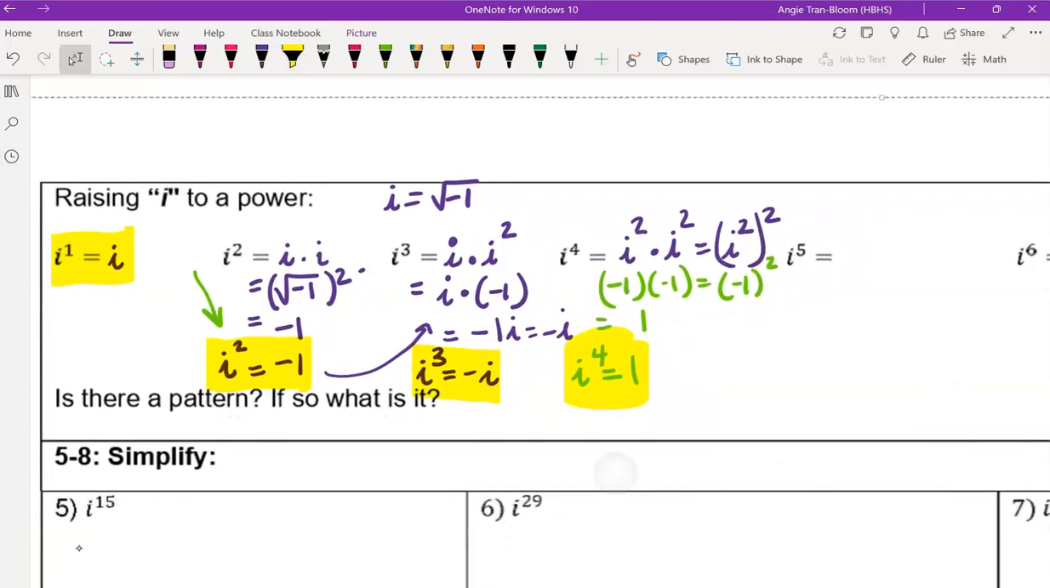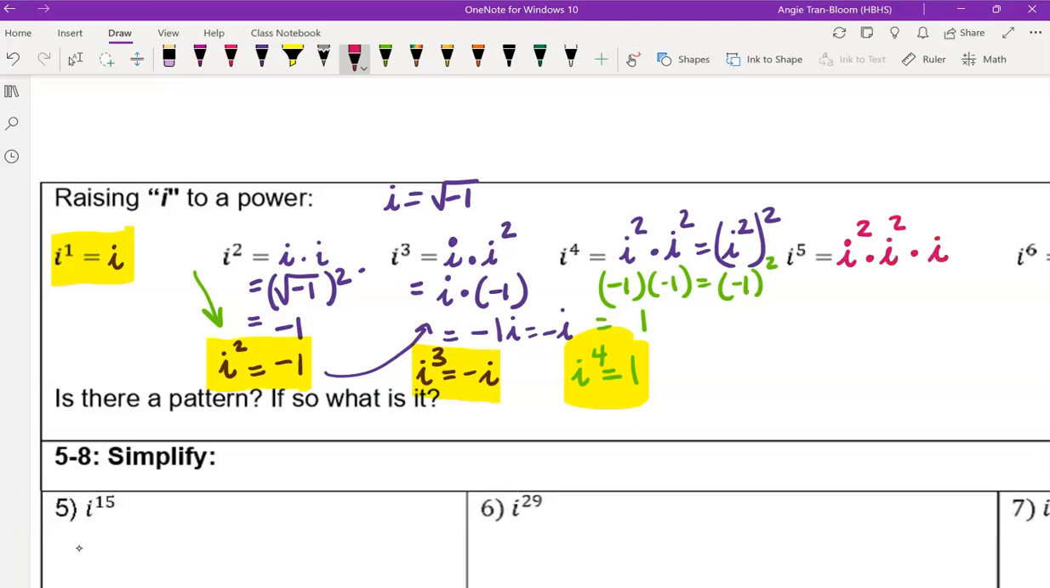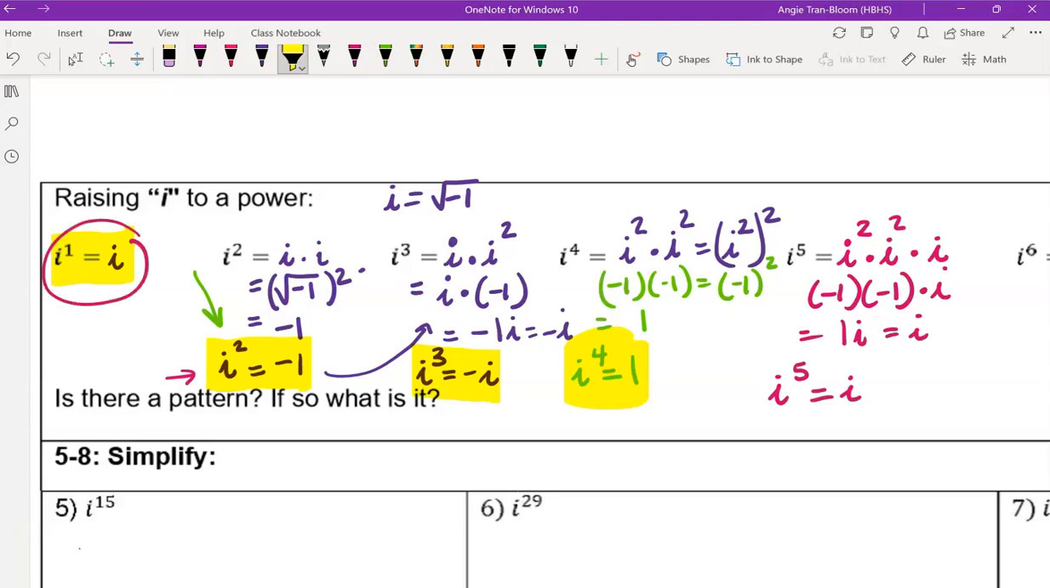i to the fifth, guys, is going to be i squared times i squared times i to the first power. Well, i squared is negative 1. Negative 1 times negative 1 times i. So negative 1 times negative 1 is positive 1. So 1i, or just simply i. So i to the fifth is i. Whoa, wait, are we looping back around? Maybe it's just a coincidence, right? Let's simplify the next one.